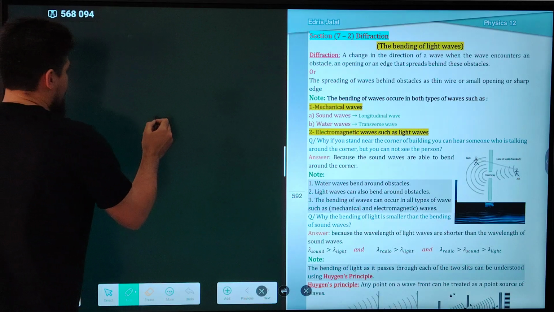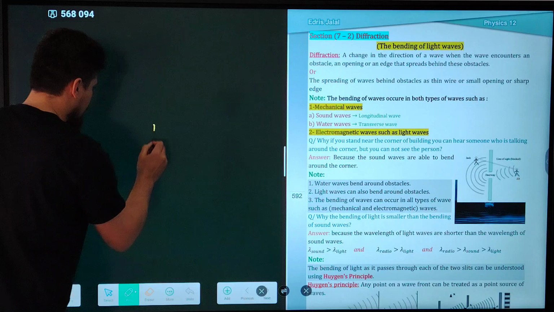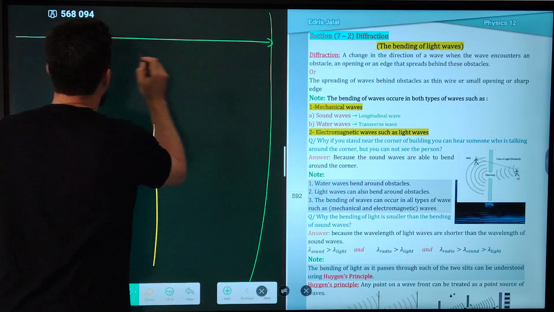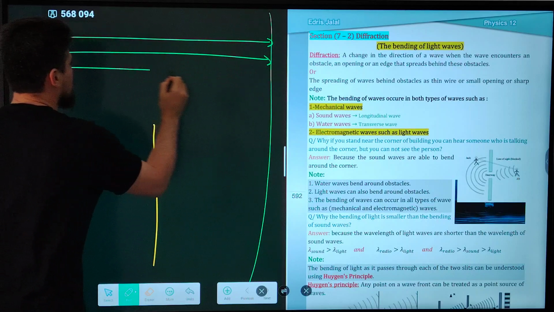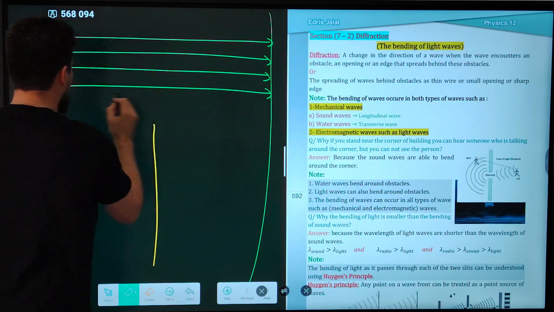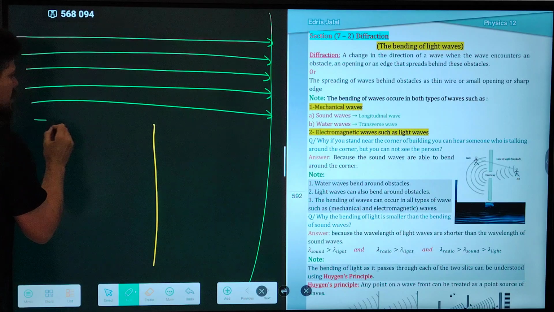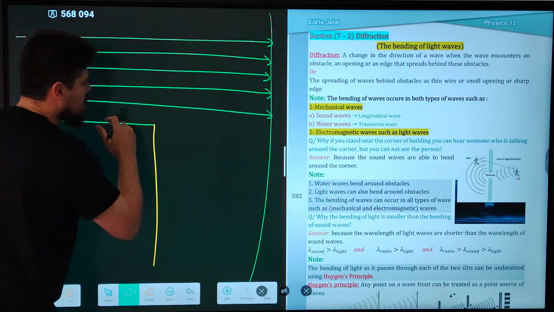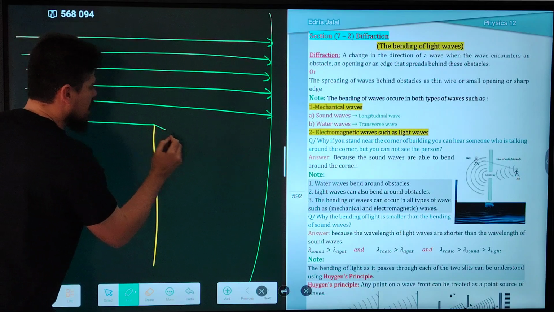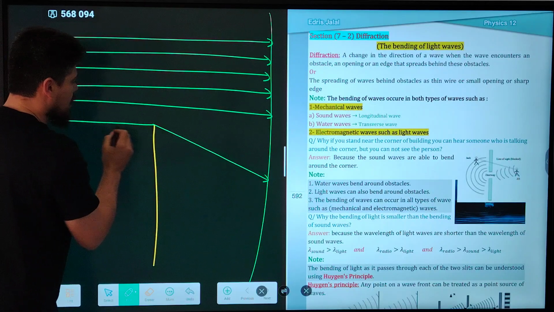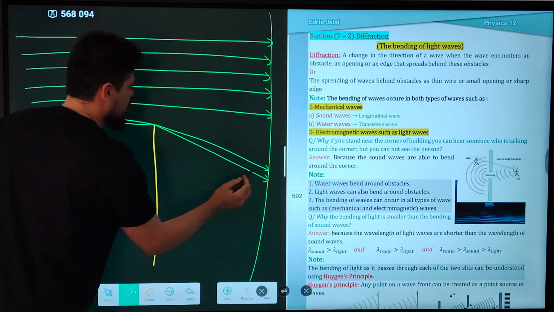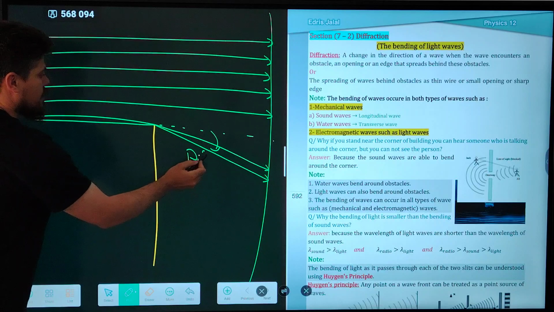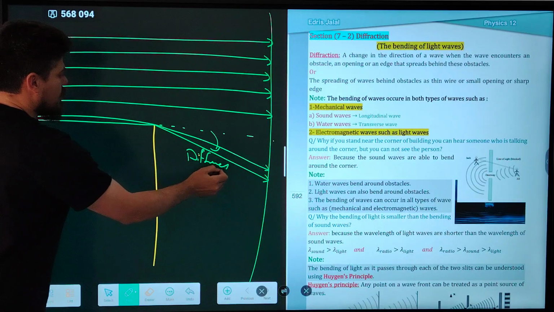edge. For example, assume that this is an obstacle, okay, and this is a screen. When the light passes in this direction, for example, this is the source of light and this is the portion of the light wave. Whenever the light hits this obstacle, or this sharp edge, the light does not move in a straight line. Instead, it's going to diffract, okay? So what is this? This is the diffraction of light wave.